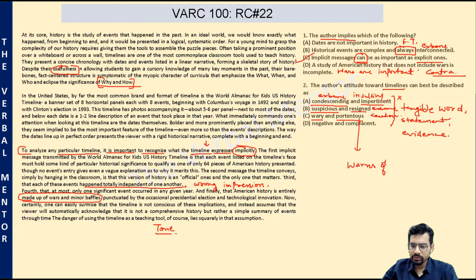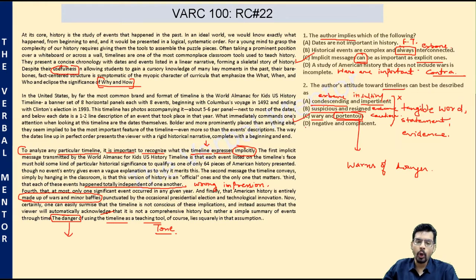Warns of the danger. He thinks that timelines are dangerous somehow. Last line, the danger of using the timeline as a teaching tool. There's a danger of using the timeline as a teaching tool. So clearly, he warns of the danger. He's portentous. We have a tangible evidence. We have this word danger, which justifies the word portentous. So correct answer, option C.